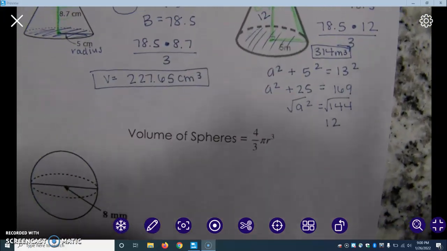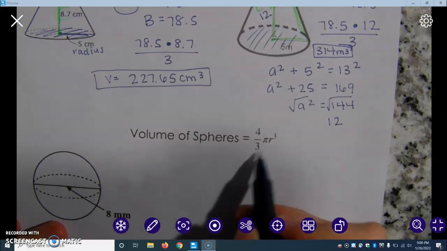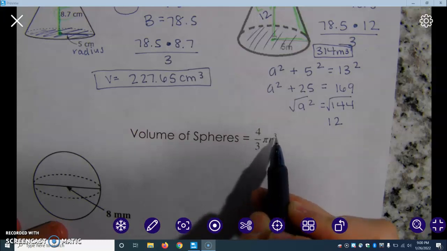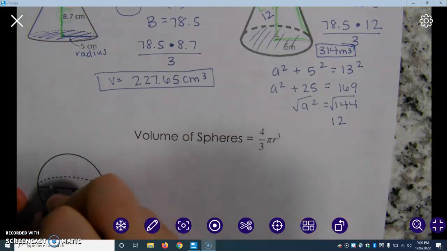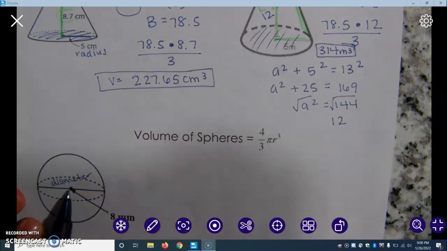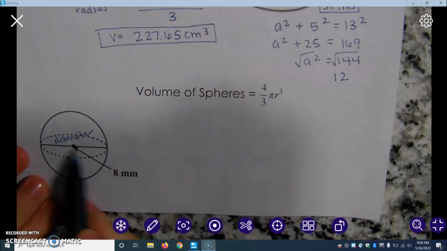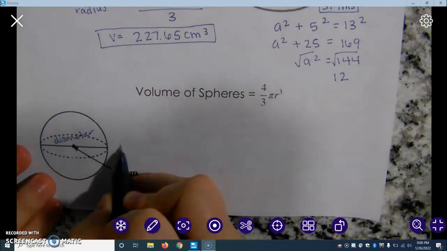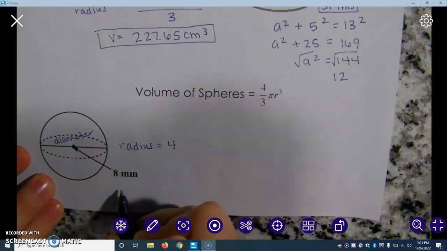A sphere, you don't have to memorize this formula. Usually it's somewhere on the EOC for a problem. So it's 4/3 times pi times the radius cubed. So pay attention, because when you see the line going all the way across the sphere like this, that's the diameter. And so if they point to the center and they give you a measurement, they're telling you the diameter is that long. So the radius would be 4, because the radius is half of the diameter.